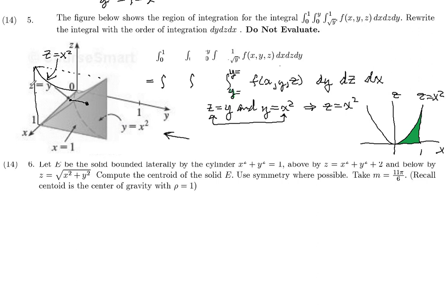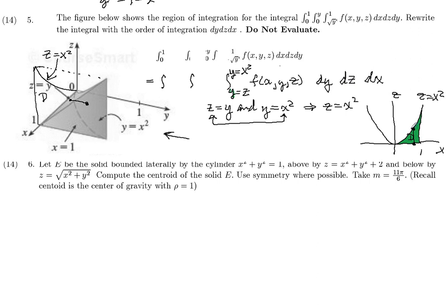So y equals z to y equals x squared. Okay, so y equals z is the left hand, and y equals x squared is the right hand curve. And then these outer limits, dz dx, now you project it down. So this domain of integration D over there is right here. And now we're integrating in the z direction, so that's a vertical segment.